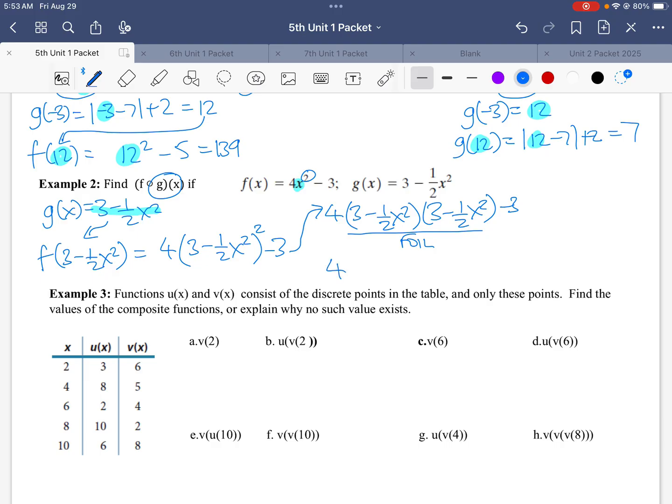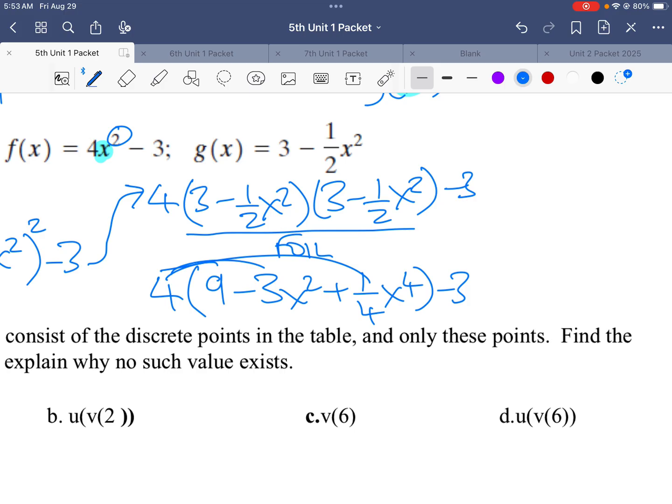Okay, so when you FOIL that, remember, first 2, outside 2, inner 2, last 2, multiply them all together and simplify, you end up with 9 minus 3x squared plus 1/4 of x to the power of 4 minus 3. And then we're just going to distribute the 4 and then combine like terms. I'm going to run out of space. Let me make this a bit smaller.